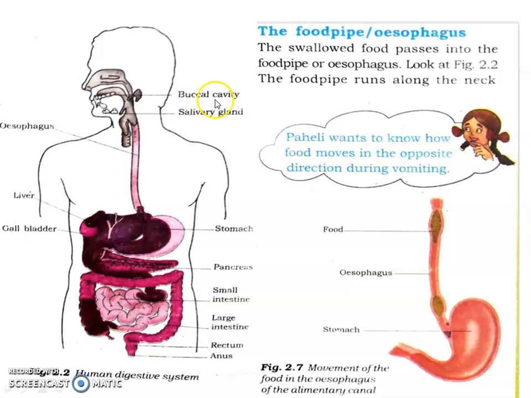In the second part of this chapter we studied the buccal cavity, and today we are going to start the second part of digestion in humans, that is the esophagus, or we can also call it the food pipe. So let's start. The swallowed food passes into the food pipe or esophagus. Look at this figure 2.2. This pipe is known as the food pipe, or esophagus. The food pipe runs along the neck.